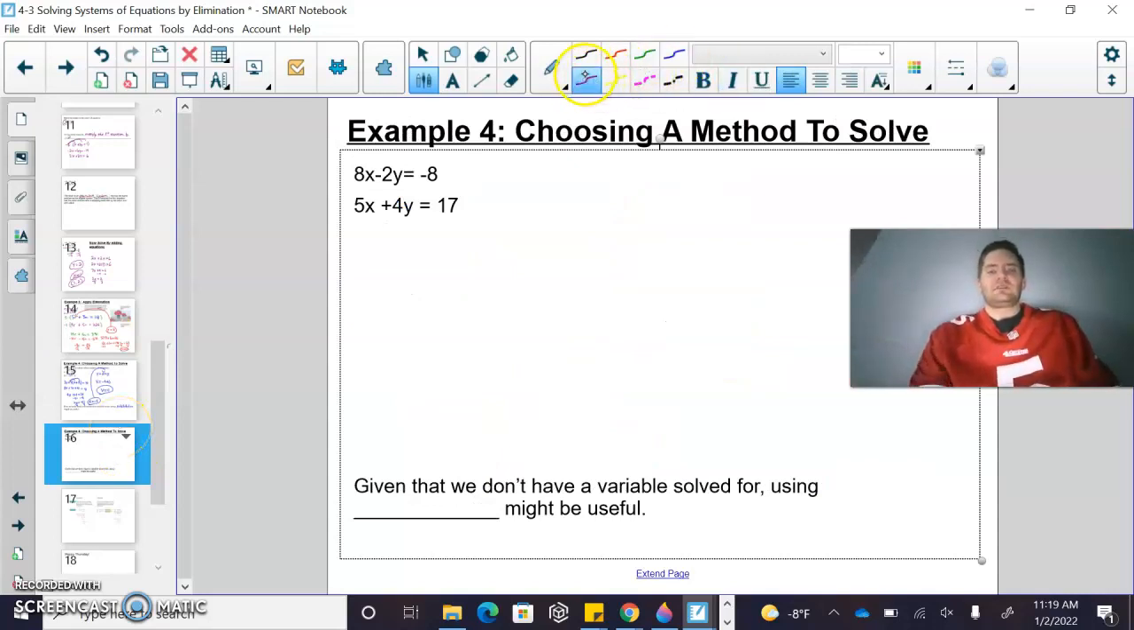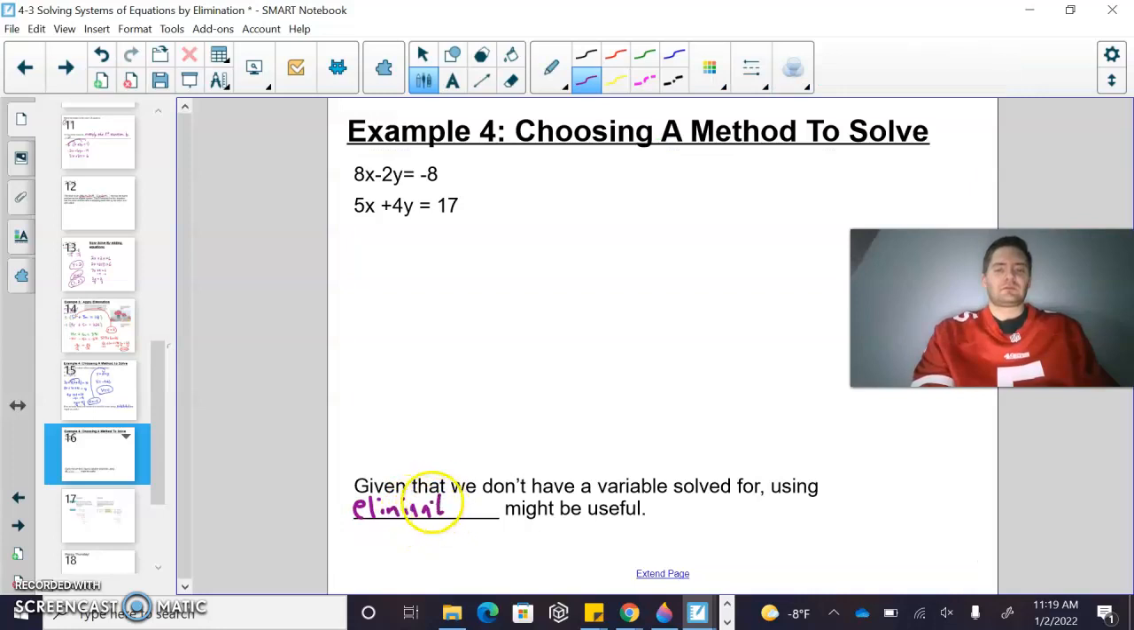Then this one, since we don't have the variable solved for, and we can see how they're both written in standard form, this would be the good one to use. Elimination. So it would be useful to multiply this one by 2. So this one we can make 16x minus 4y is equal to 16. And then this is just 5x plus 4y is equal to 17.